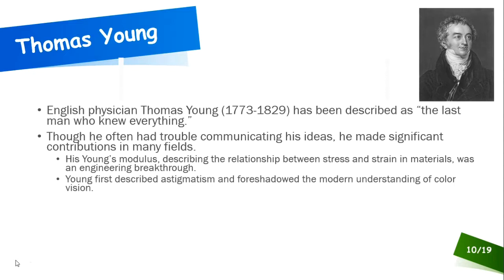Young was also the first to describe astigmatism, and his work foreshadowed the modern understanding of color vision. He showed how surface tension in liquids explains capillary action. So if you've ever seen any type of liquid inside a tube, and you look at the surface of the liquid inside the tube, it's kind of like hugging, and it crawls up a little bit on the sides of the tube. That's what we call capillary action. And Young showed how that is explained by surface tension.